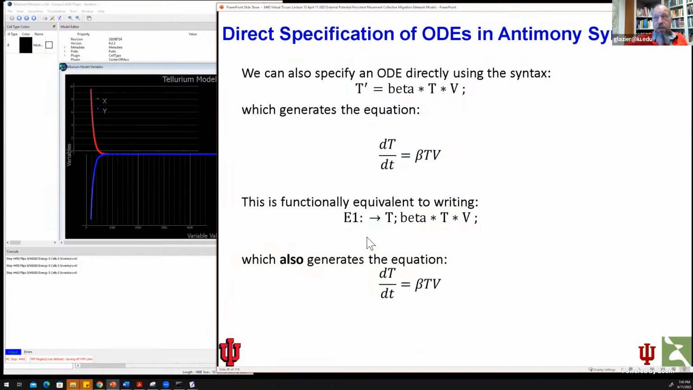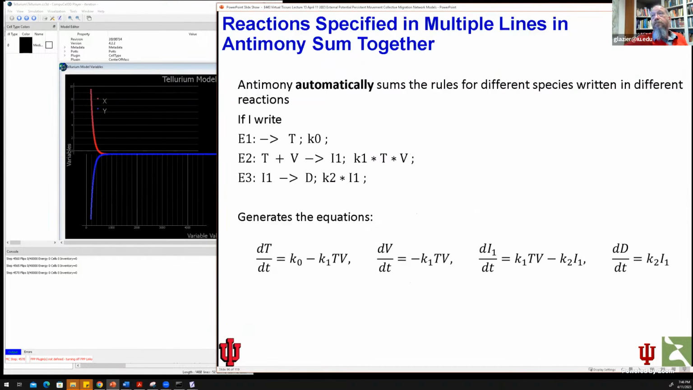There's a good reason to use the arrow notation. If I use the arrow notation, I can always translate it into ODEs. However, if I give you a set of ODEs, you cannot back out what the arrows were. You lose information when you go from the arrows to the ODEs. And so you have more information, a more understandable code when you use the arrows. Okay. If I have multiple reactions involving the same chemical species, they add up. So nothing goes to T, T plus V goes to I1, I1 goes to D. Everything adds in the ODEs.